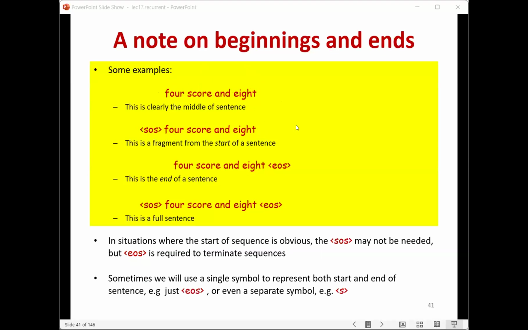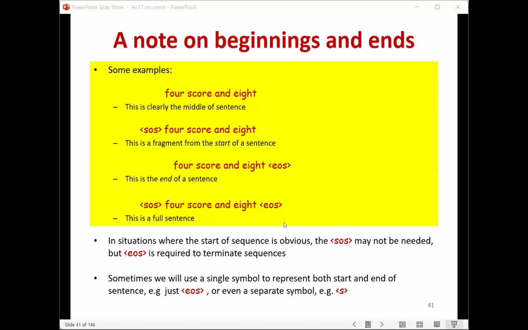This is a fragment from the start of a sentence. 4 score and 8 EOS. So after 8, you've generated an end of sentence marker. So clearly this is the end of a sentence. SOS 4 score and 8 EOS. So this means that the sentence began at 4 and ended at 8. So this is a full sentence.